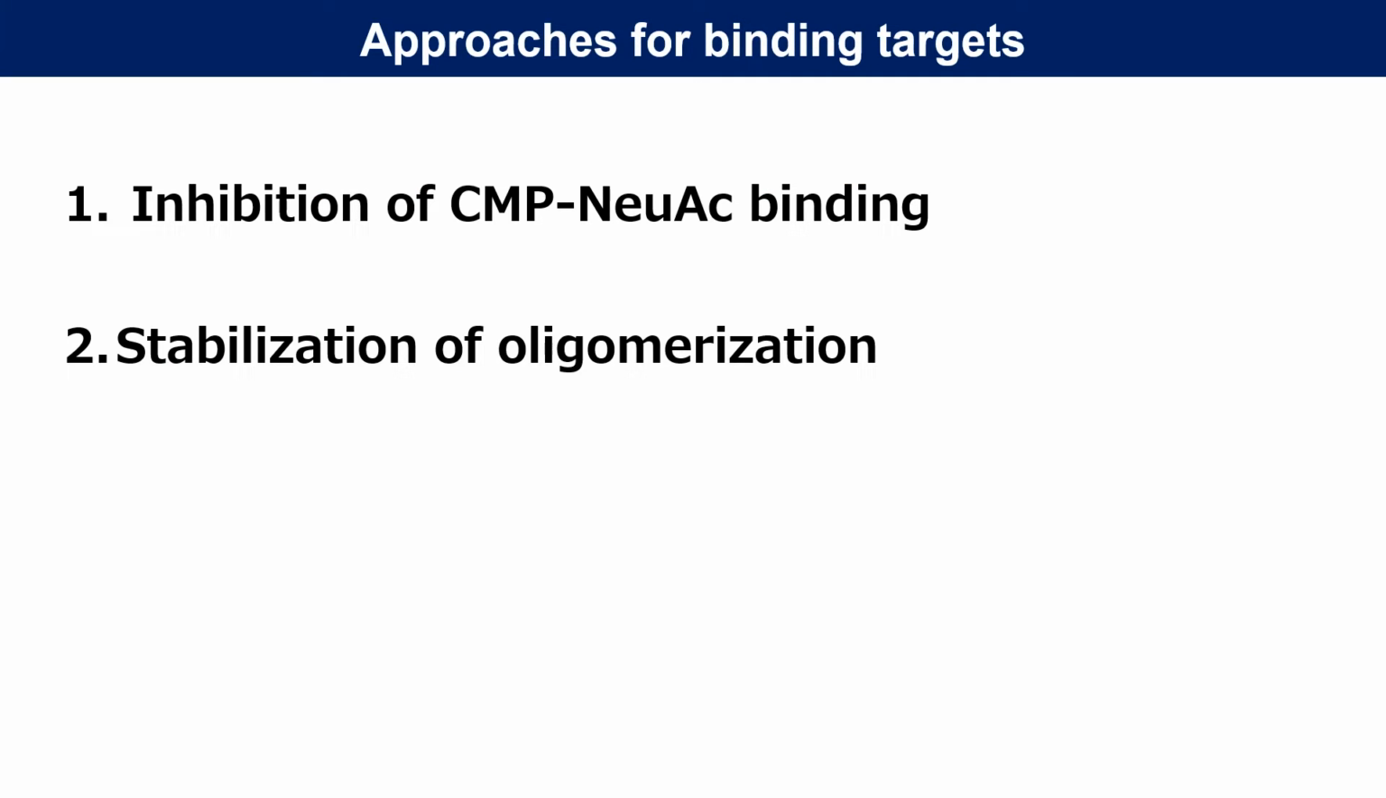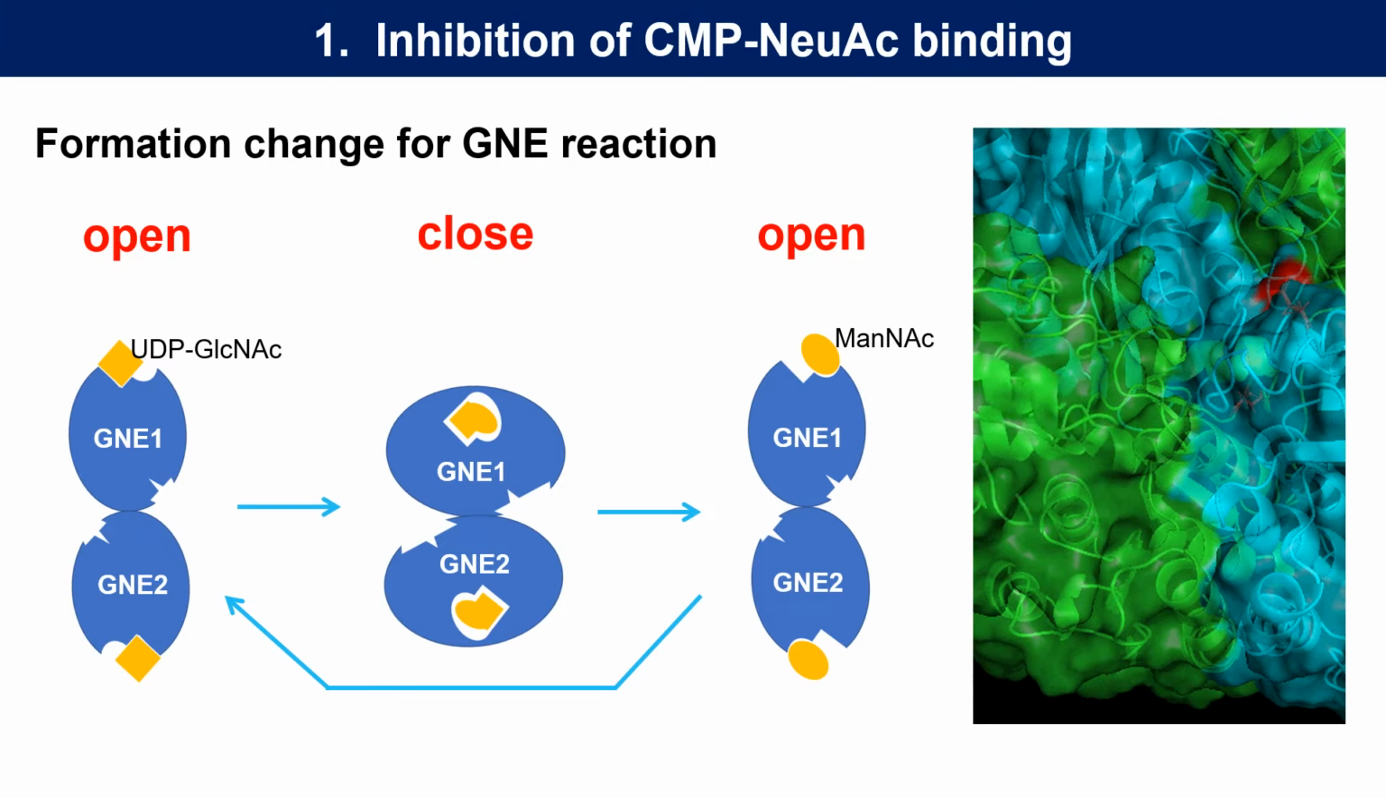And we have tried 2 approaches: inhibition of CMP-NeuAc binding and stabilization of oligomerization. First, I will explain the first approach we took. This is a simple scheme of the dimer of GNE enzyme.